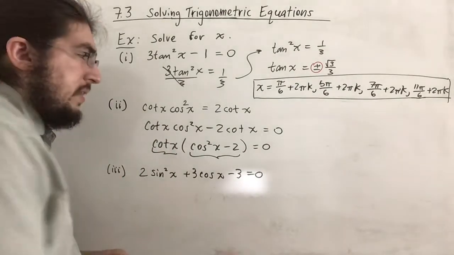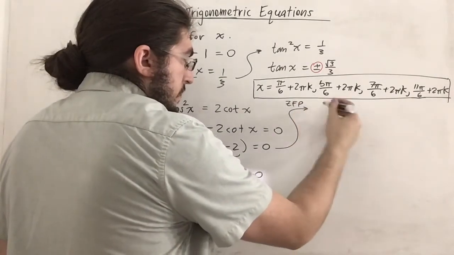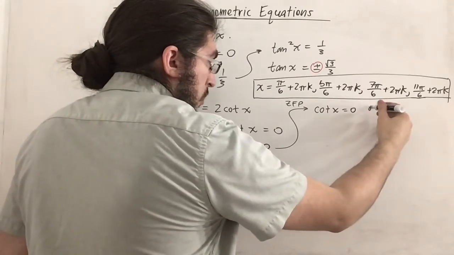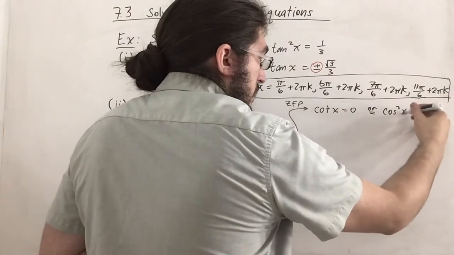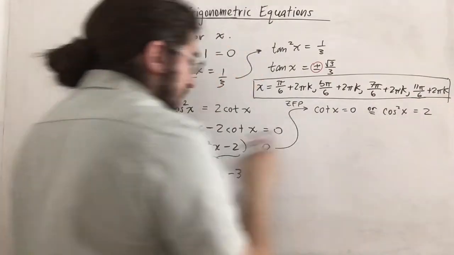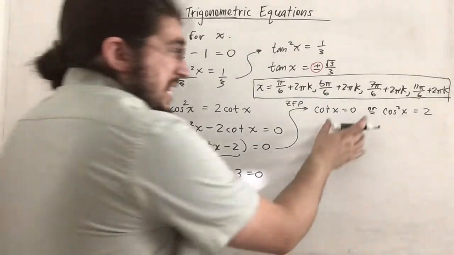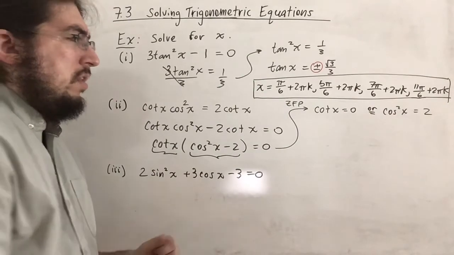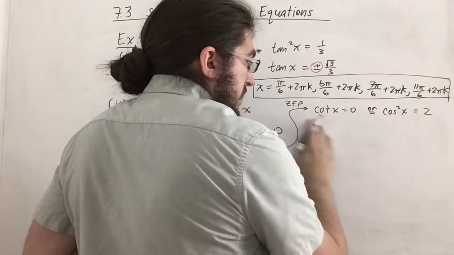So we don't have to think too much about that technicality. Now by the zero factor property, we're going to get cotangent of x equals 0 or cosine squared of x minus 2 equals 0. But I'll just add 2 to the other side to make it look a little better. All right, so now for this, when is cotangent 0? Well, if you want, you can do this. You can say, well, cotangent is cosine over sine.